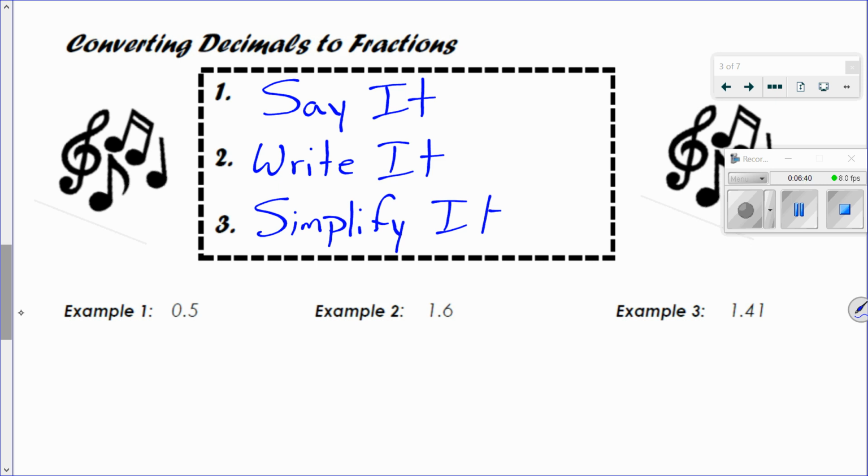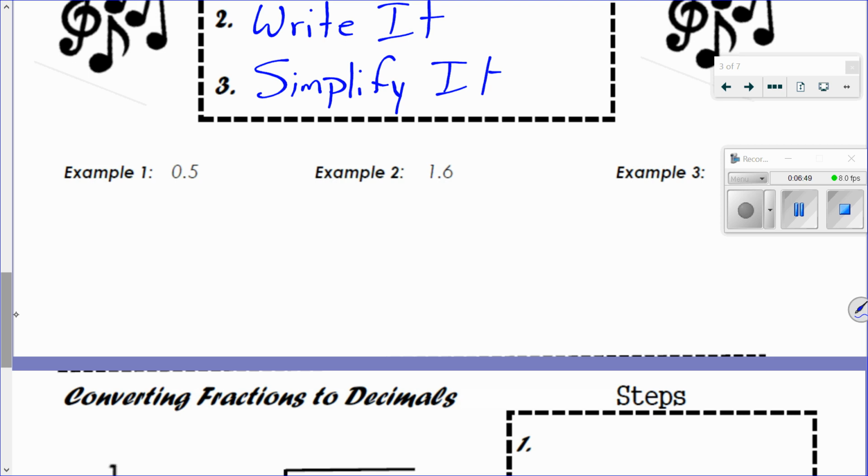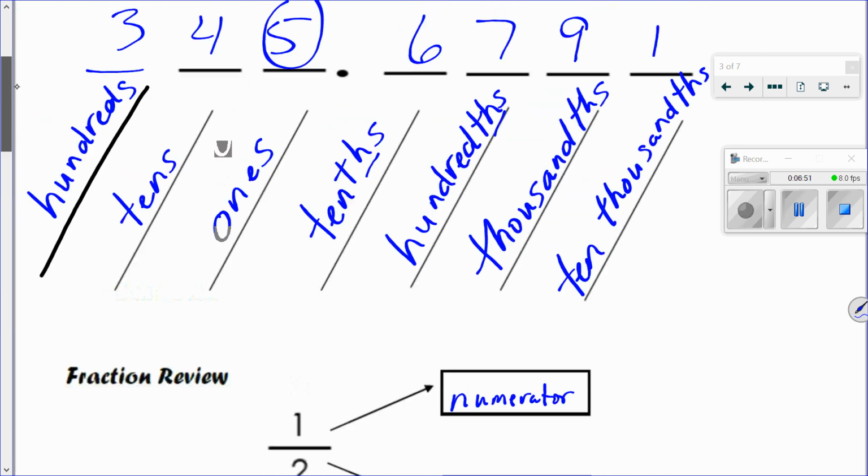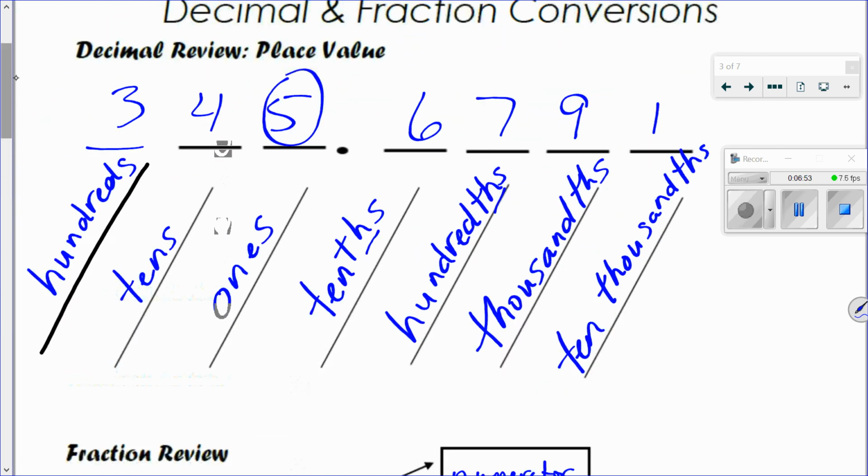Say it, write it, simplify it. Okay. Now, let's put this to action. So if I give you a fraction, oh, shoot, one thing I forgot. Let's go back up here. Can someone actually say this number for me? Helen. The whole number.